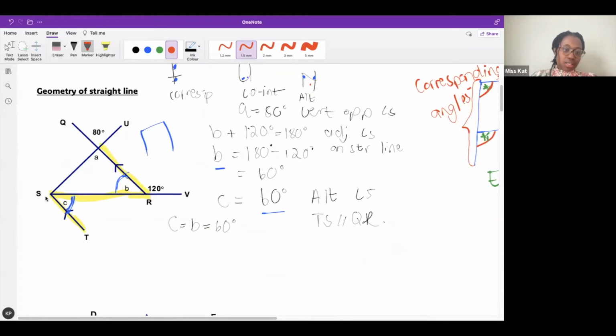So when you give your reason, for instance, let's look at our question here. There's the Z or the N, can you see? So we've identified that the C is equal to the B because they are alternate angles, but you also have to tell me which parallel lines you use. We use this one, ST is parallel to QR. Okay, I'm hoping that was a nice crash course. You're welcome.